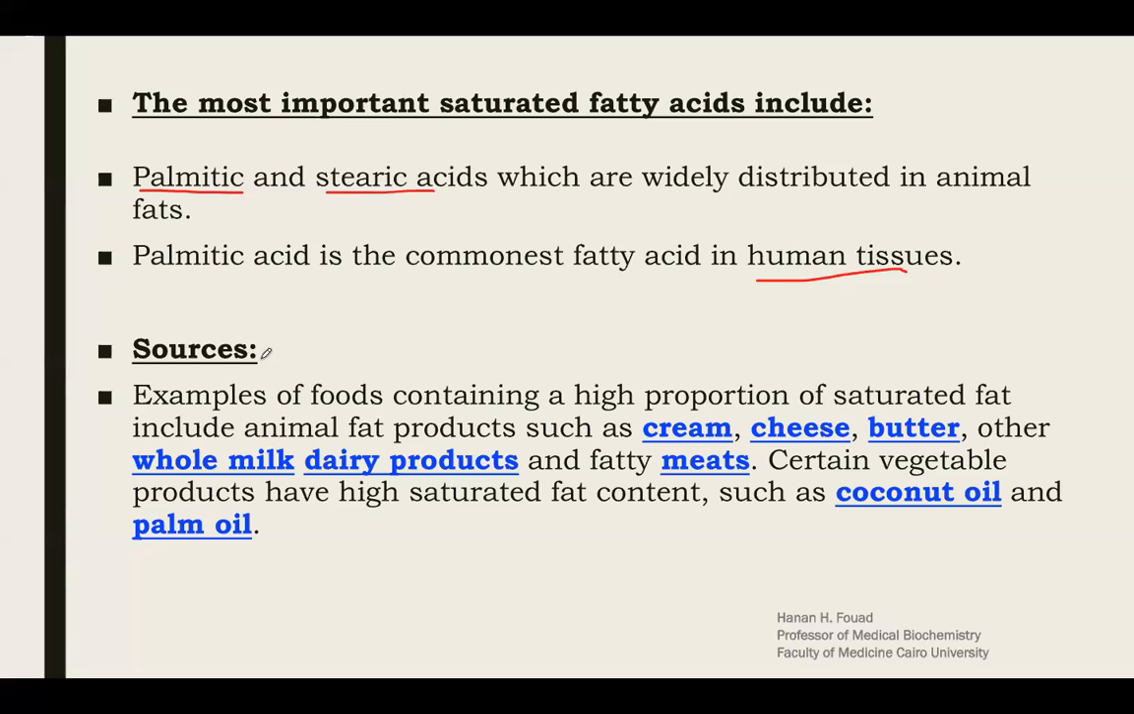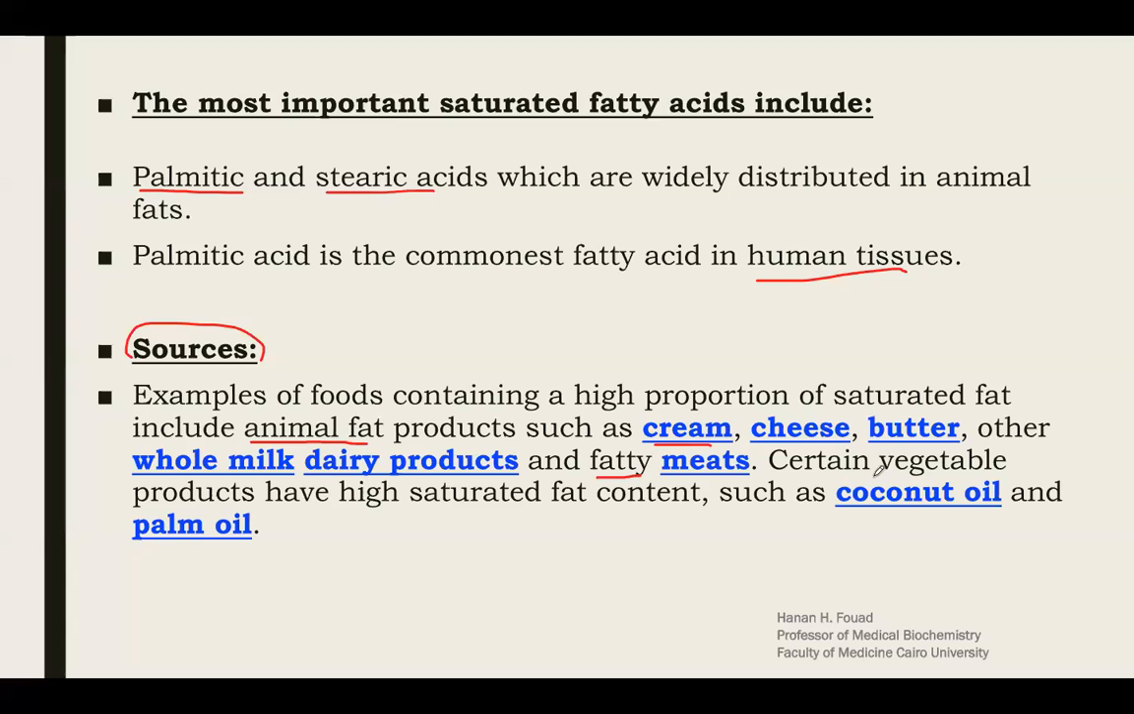Where can we find saturated fatty acids? Saturated fatty acids are found mainly in animal fat, such as whole milk, butter, cheese, dairy products which are derived from milk, fatty meat, the fat present in red meat, and cream. So any fat derived from animal sources contains saturated fatty acids. The majority of lipids found in plants are unsaturated fatty acids. Again, saturated fatty acids do not contain a double bond.